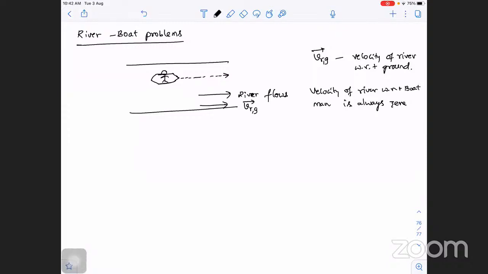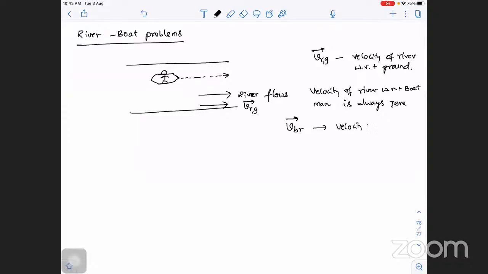See, there are boat-river problems and river-swimmer problems. In place of the boat, you can take the swimmer also. Then as seen by the swimmer, as seen by the person inside the boat, the river will have 0 velocity. So this only we call it as VBR.